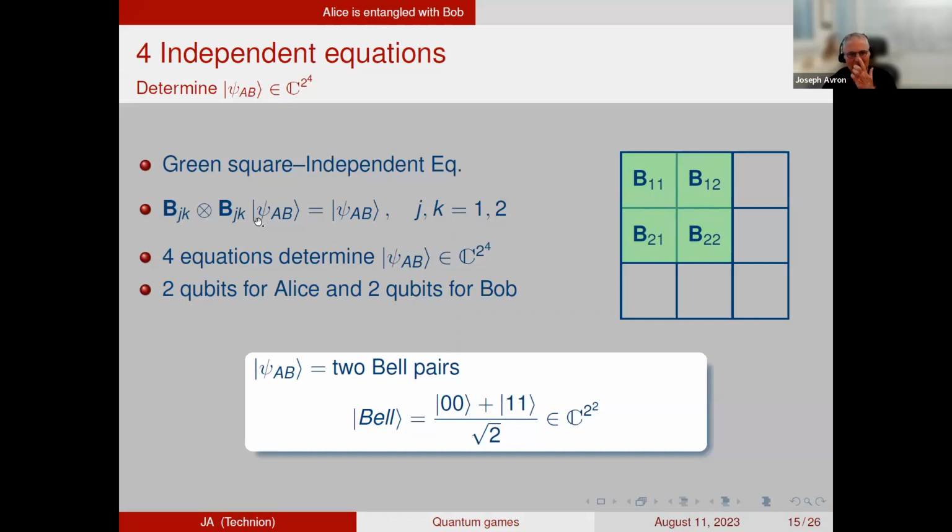So now we have to solve this equation, B_jk psi AB, for these 4 observables that sit in these four corners of the square. Now there are 4. You see, yes.